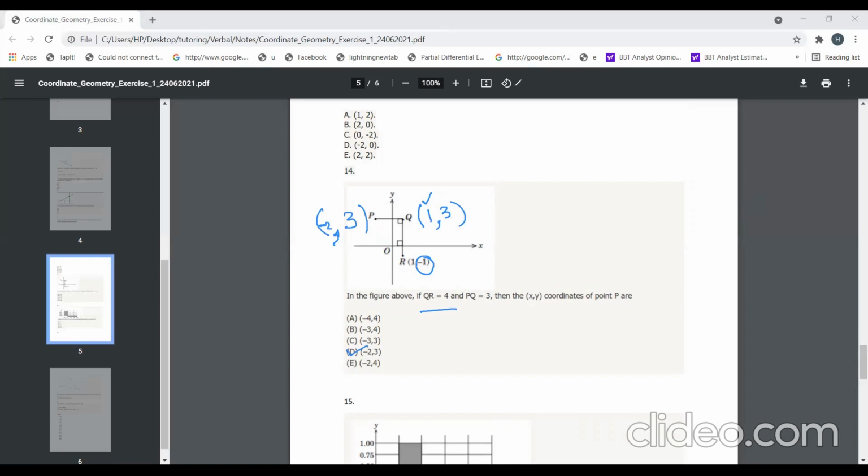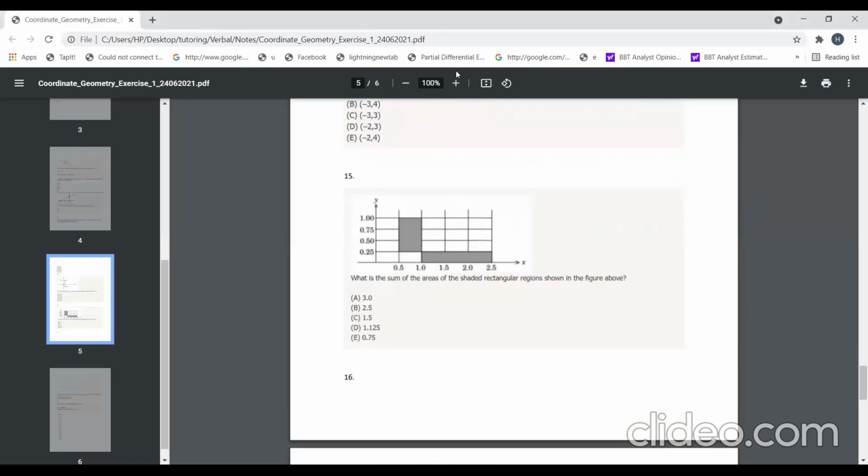Let's move ahead. What is the sum of the areas of shaded rectangular regions shown in the figure above? This is very simple. This shaded region consists of two parts. This is the first part, this is the second part. Let's calculate their areas separately and then we will sum them up.